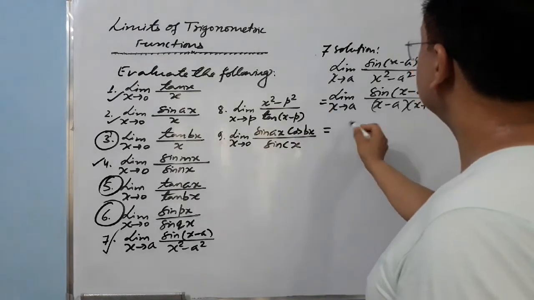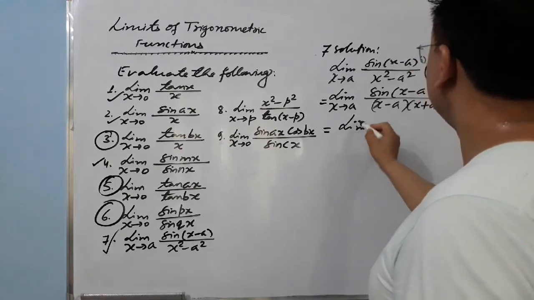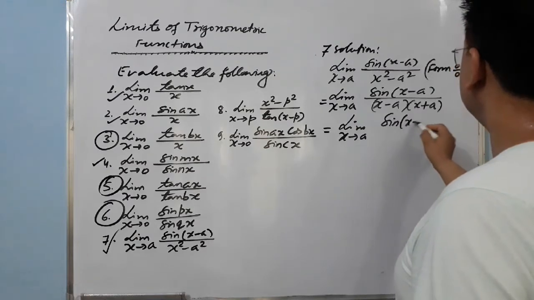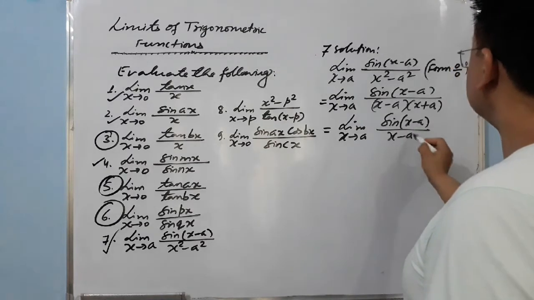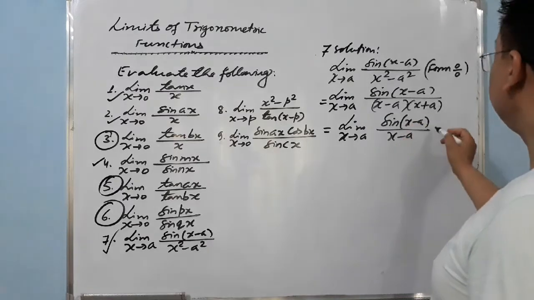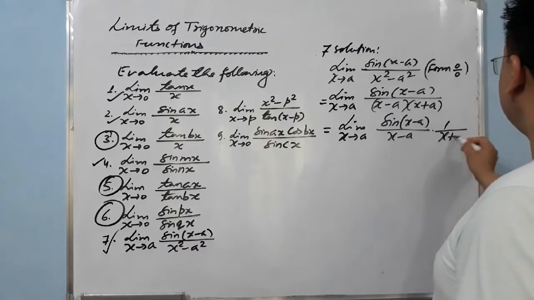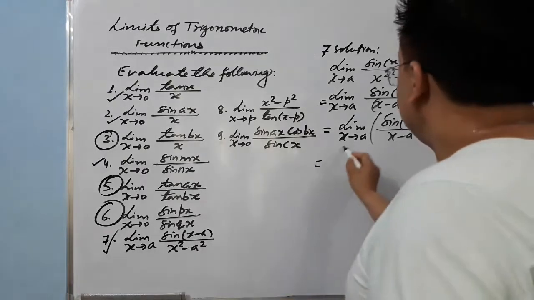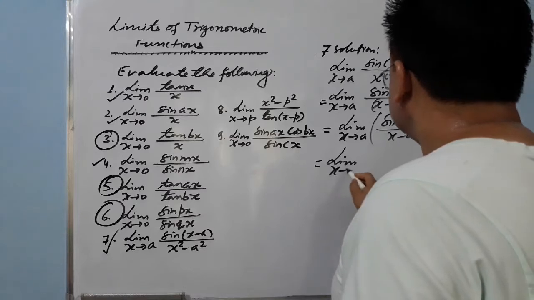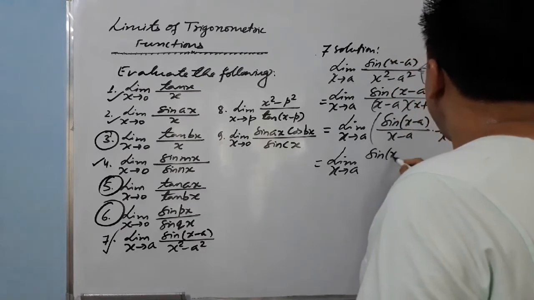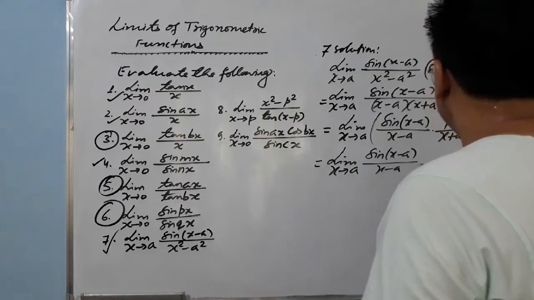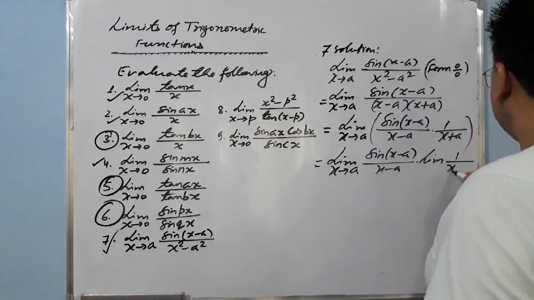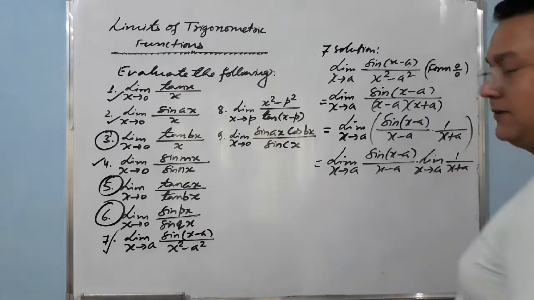Is equal to limit as x tends to a. Now I'm going to do some arrangement here: x minus a, because same, that's why I'm going to keep here, and over x plus a like this. Clear? Is equal to limit as x tends to a of sine of x minus a over x minus a, into limit of x plus a as x tends to a.